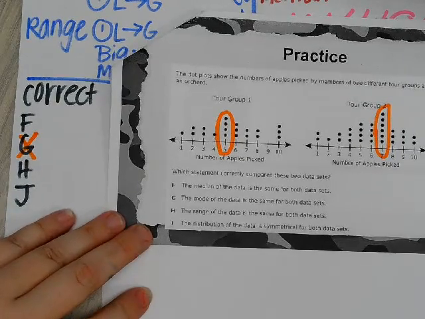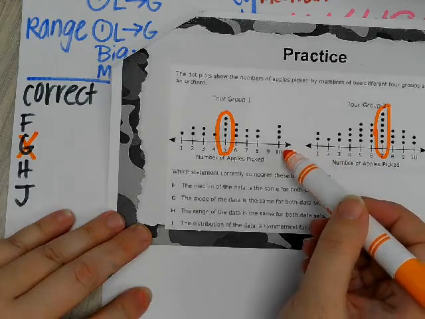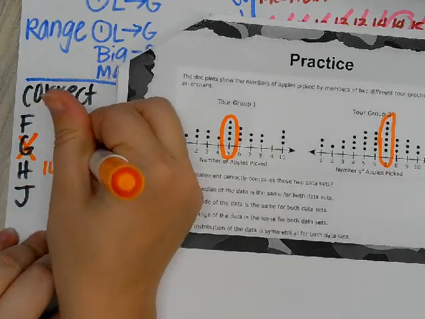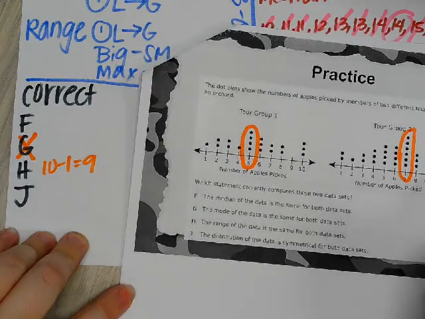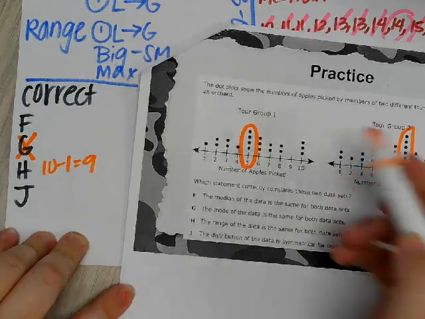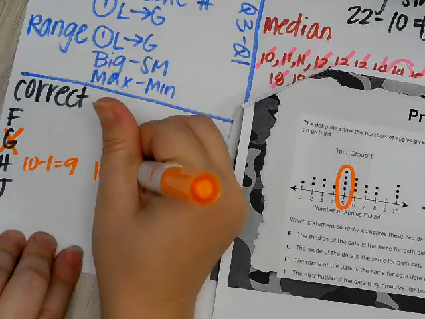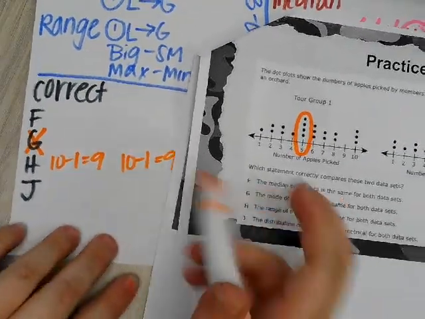Right? Range. For range, I know that I have to subtract my largest minus my smallest. So for tour group 1, it'd be 10 minus 1, that gets us 9. For tour group 2, my largest is 10, my smallest is 1. So 10 minus 1 equals 9. Are those the same? Yes, they are.